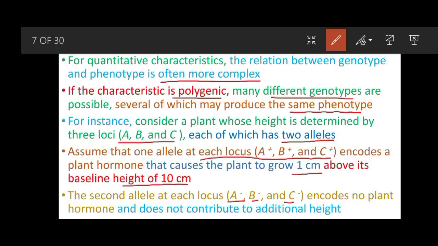So at these three loci there are two alleles at each locus, and the A plus allele is coding for a hormone that is responsible for increasing the height of the plant by 1 centimeter above its baseline height. When there is no hormone, height will be 10 centimeters, and when there is a dose of hormone, then 1 centimeter of height will be added. And when the A minus, B minus, or C minus alleles are present, then there will be no hormone present, and it does not contribute to additional height.